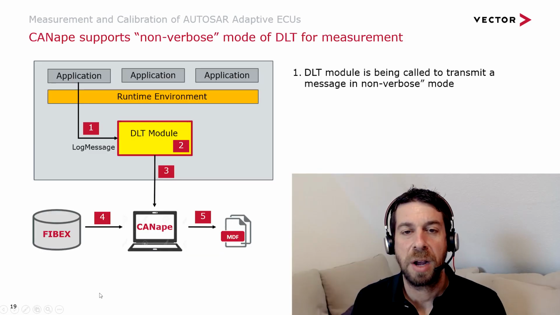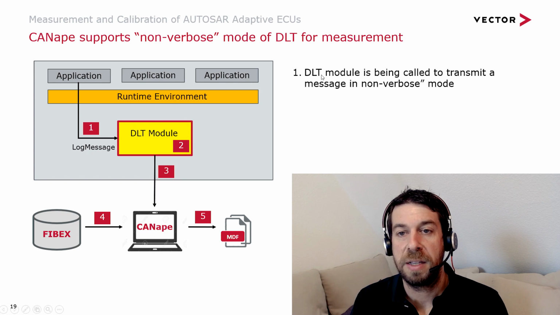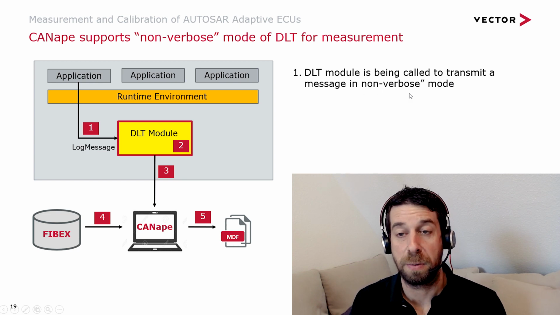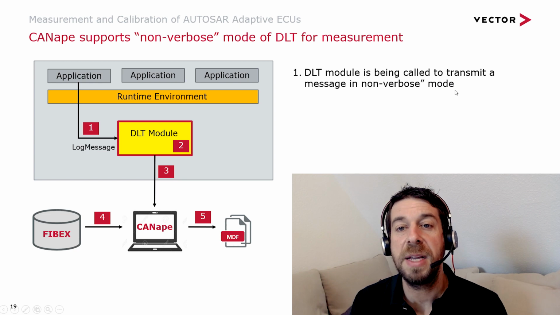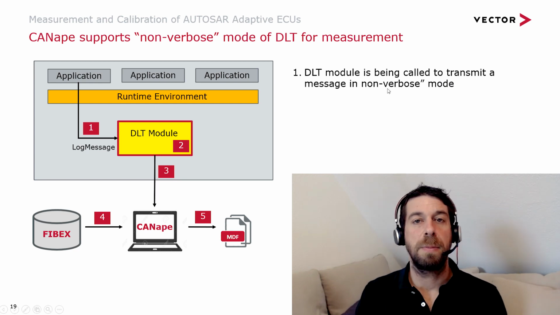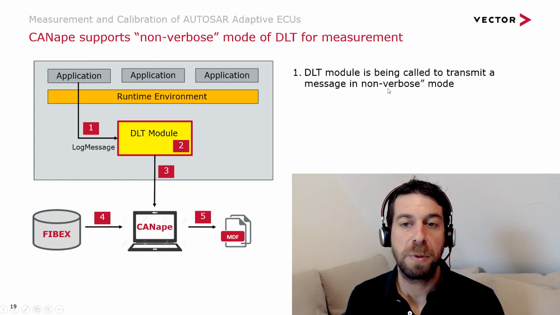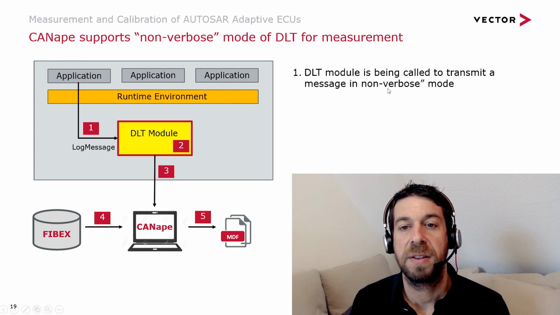Let's have a deeper look at how it works. First we have our applications, and these applications send their logging messages to our DLT module. The DLT module is called to transmit a message, and we send the message in non-verbose mode in CANape. What does the non-verbose mode mean? DLT supports different modes to send data. There is a verbose mode and a non-verbose mode available. Actually, we only support the non-verbose mode.